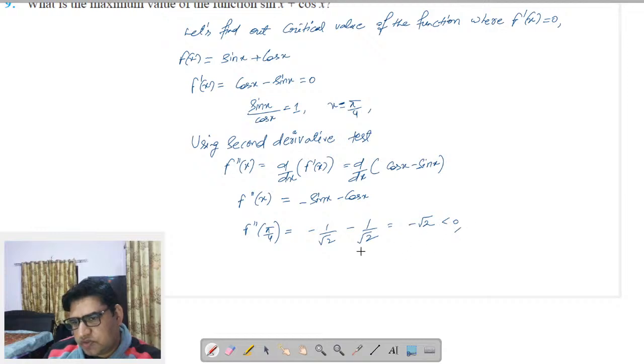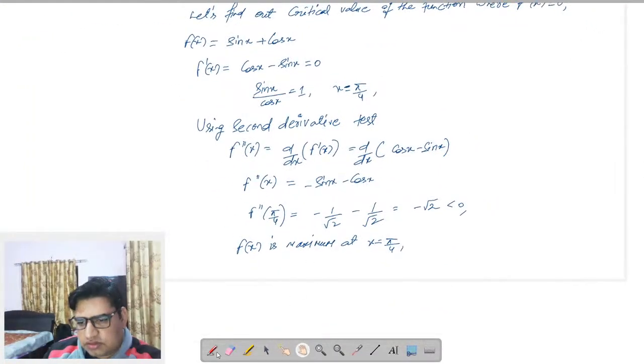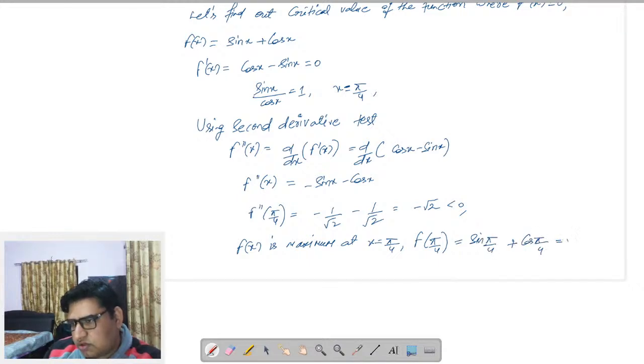Okay, so the function fx is maximum at x is equal to pi by 4, and the value of the function, we'll simply put the value into it, so f pi by 4 will be sine pi by 4 plus cos pi by 4, so that will be 1 by root 2 plus 1 by root 2, that will be root 2 only. Okay, so this is how we can find out. So at x is equal to pi by 4, the value of the function is root 2.